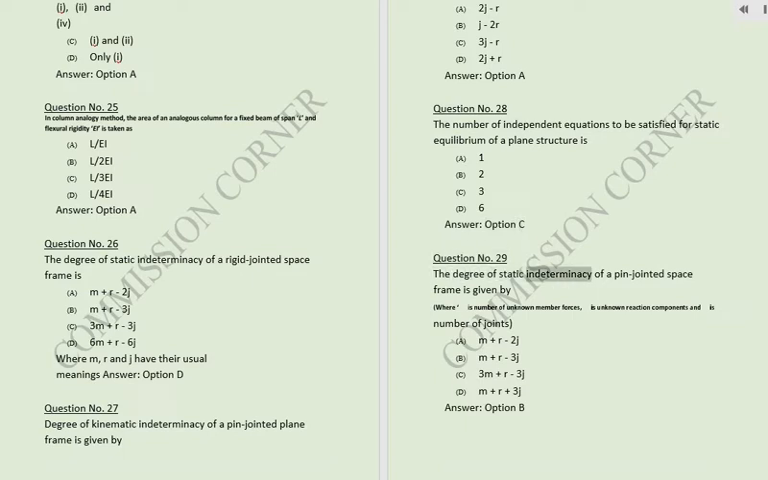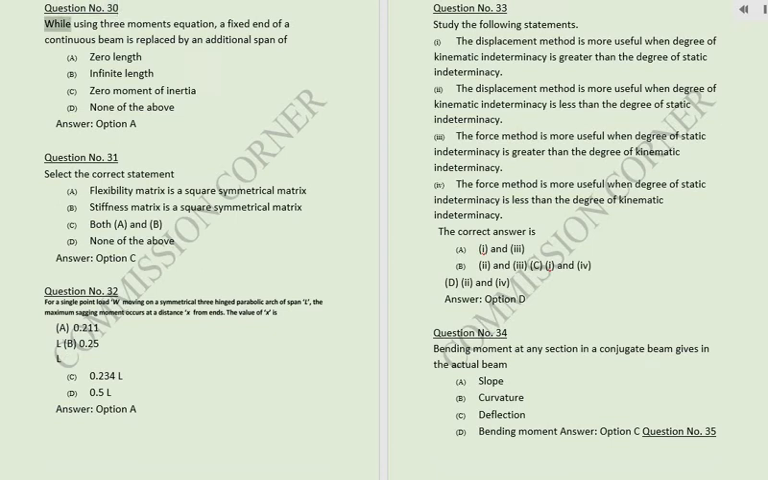Question number 29. The degree of static indeterminacy of a pin-jointed space frame is given by, where J is number of joints: A, M plus R, 2J. B, M plus R, 3J. C, 3M plus R, 3J. D, M plus R plus 3J. Answer, option B. Question number 30. While using the three moments equation, a fixed end of a continuous beam is replaced by an additional span of: A, 0 length. B, infinite length. C, 0 moment of inertia. D, none of the above. Answer, option A.